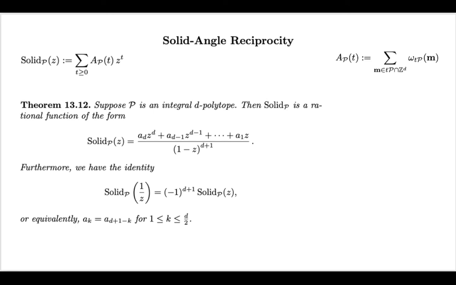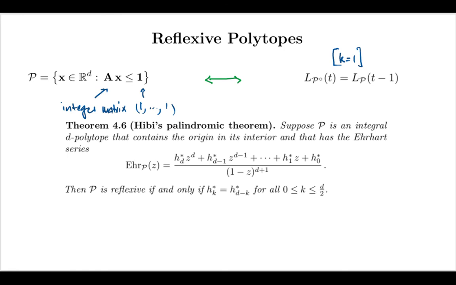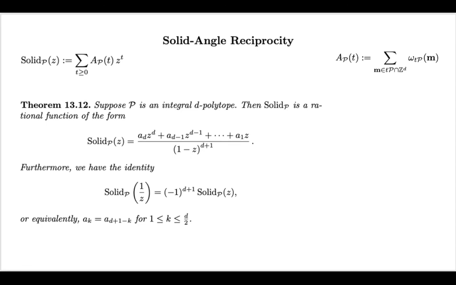Now, this should remind you of something. Namely, at the end of chapter 4, we discussed Gorenstein polytopes and then reflexive polytopes, where we had a similar reciprocity theorem. Now, back then, this followed from Ehrhart-Macdonald reciprocity and the fact that Gorenstein polytopes are very, very special. On the other hand, for solid angles, we have really nothing to assume other than we have an integral polytope, and there's a version of this for rational polytopes. And we get this self-reciprocity, or equivalent, just like for reflexive polytopes, we have this palindromic numerator polynomial in our rational generating function.